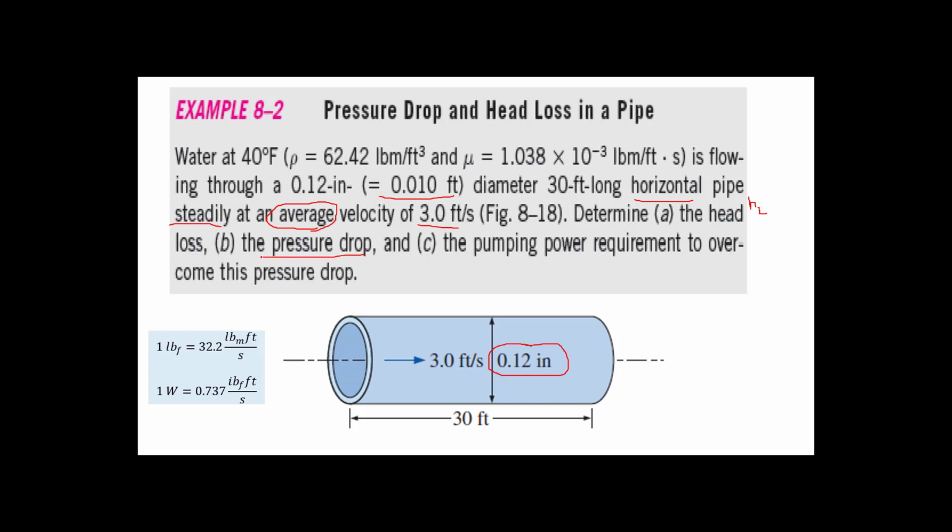and pressure drop, delta P, okay, and the pumping power, W dot, which is equal to volumetric flow rate multiplied by delta P.